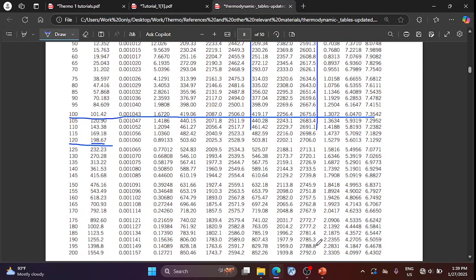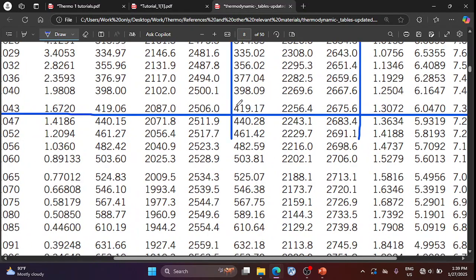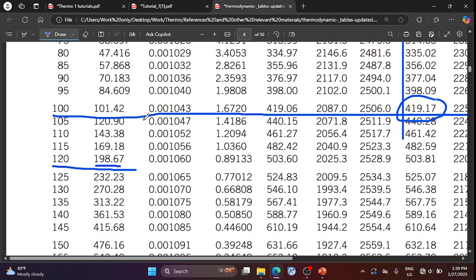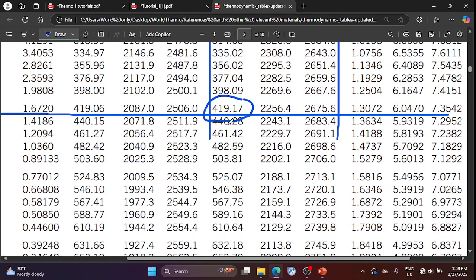So I can enlarge this now. We know the values we are working with. So this is going to be for HF, if it is a liquid, right? The enthalpy will be 419.17. If we had 100 degrees Celsius and 419.17, we know that it is a saturated liquid. If we had 2675.6, this is for the saturated vapor.